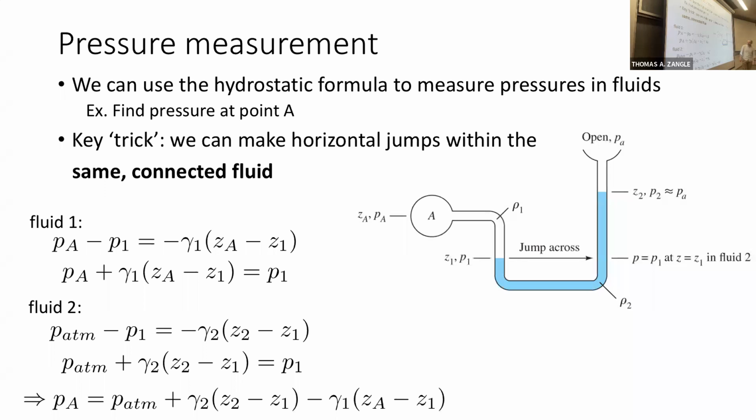So one thing you might see in the problems in the textbook is, for example, if you're given another elevation down here, the value of that is not active in the calculation, because again, we're just jumping across.